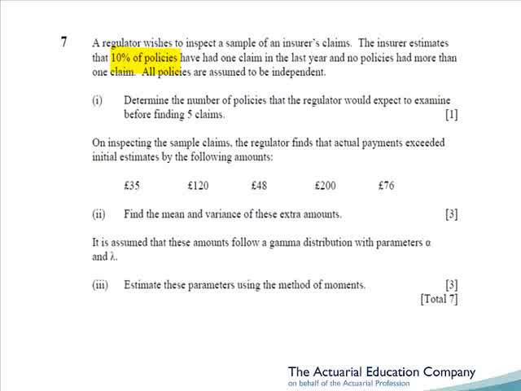Well, there are 2 parameters to estimate, so we need to use 2 formulae. We'll take our sample mean from part 2 and stick it equal to the theoretical mean of a gamma distribution, and we'll take our sample variance from part 2 and stick it equal to our theoretical variance of a gamma distribution. A little bit of rearranging, and you get your alpha and lambda.